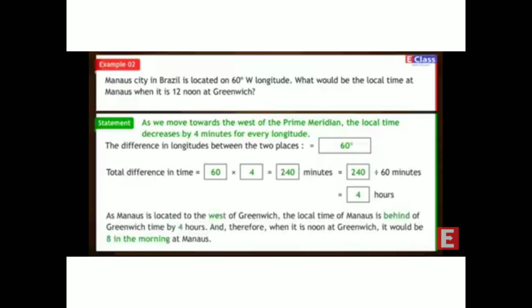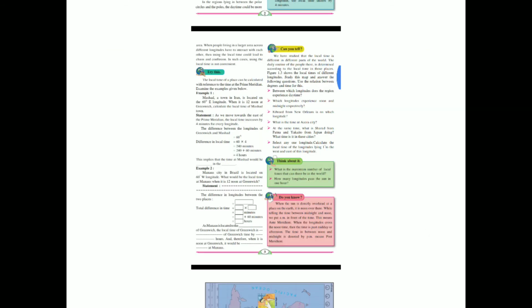As Manaus is located in the west of Greenwich, the local time of Manaus is behind Greenwich time by 4 hours, and therefore when it is noon at Greenwich, it would be 8 in the morning at Manaus. How? 12 minus 4 is equal to 8. Understand? In the previous example we added 4 because time increases in the east and decreases in the west. Understood?